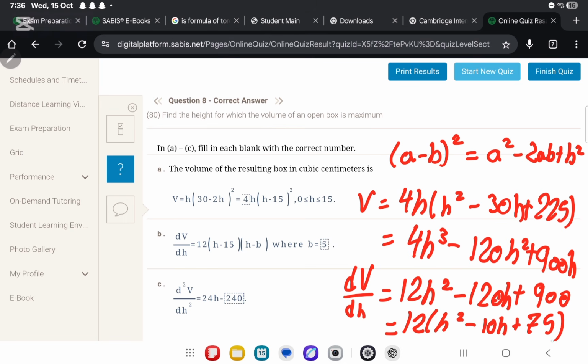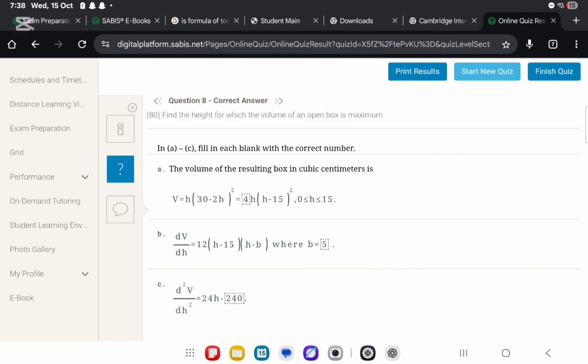Okay, so did I do something wrong? I don't think I did. So wait, let me just check. I'm very sorry. 12h squared, or sorry, this is 1 minus 10, 75. Okay, so I just made a very dumb mistake.